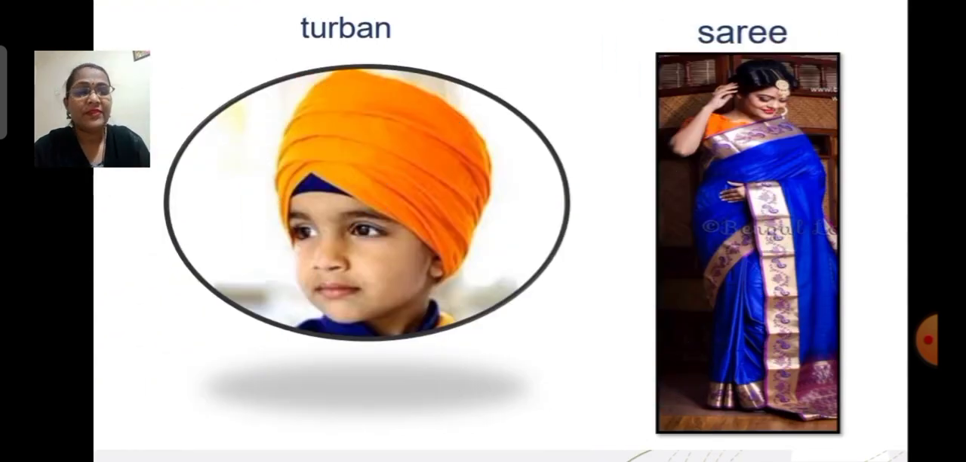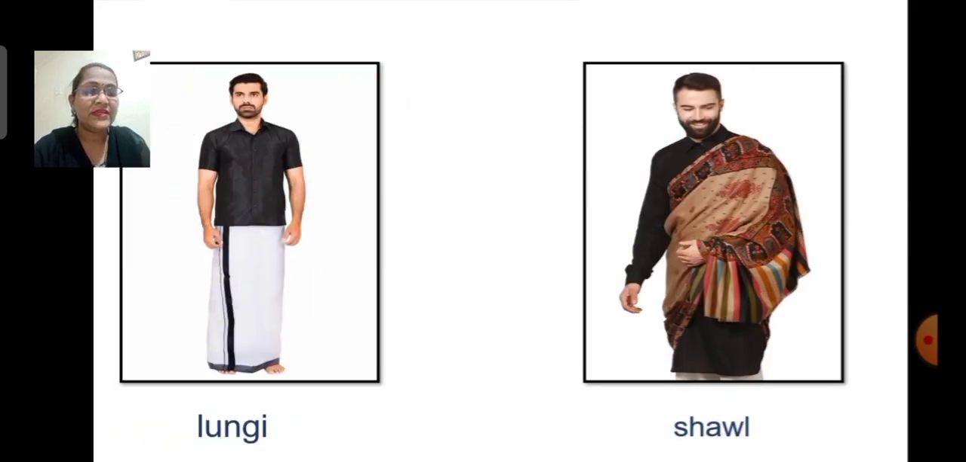You can see in the picture a child is wearing a turban and a woman is wearing a sari. So these two are single pieces of clothes. Two more examples of single pieces of cloth that men wear even today are lungis and shawls.